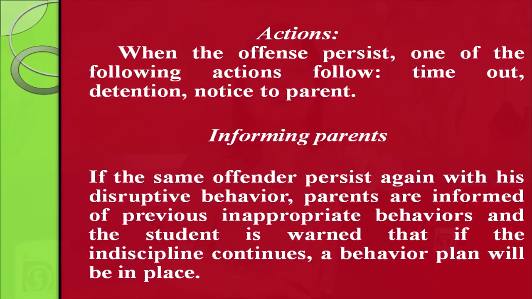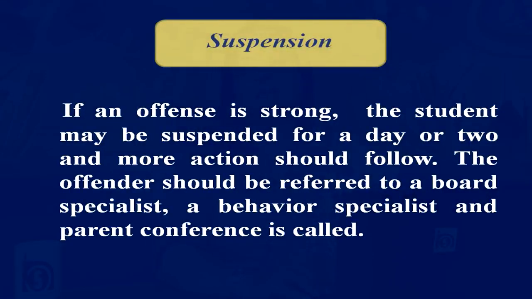Next is actions. When the offence persists, one of the following actions follows: timeout, detention, notice to parents. Informing parents. If the same offender persists with his disruptive behavior, parents are informed of previous inappropriate behaviors and the student is warned that if the indiscipline continues, a behavior plan will be put in place. Suspension. If an offence is strong, the student may be suspended for a day or two and more action should follow. The offender should be referred to a board specialist, a behavior specialist, and a parent conference is called.